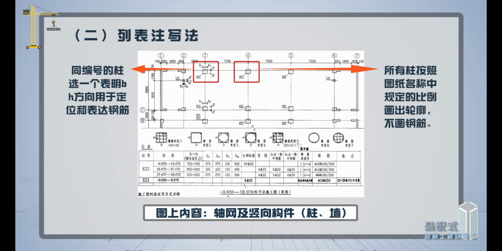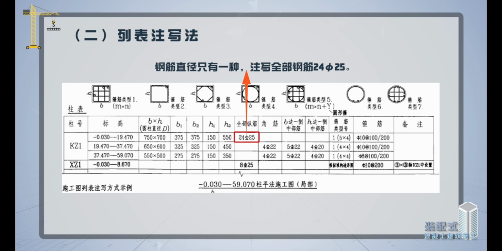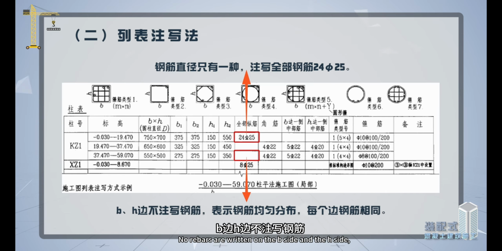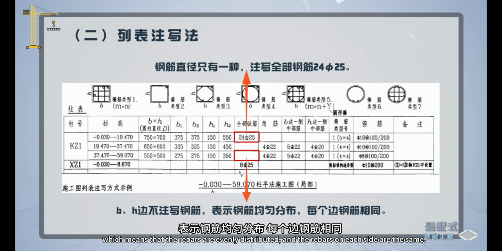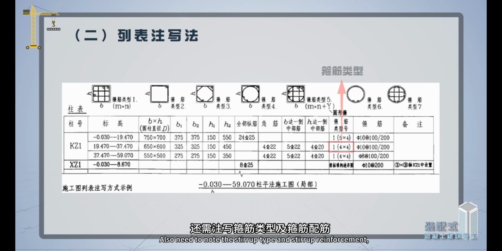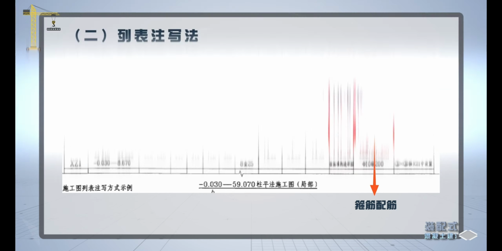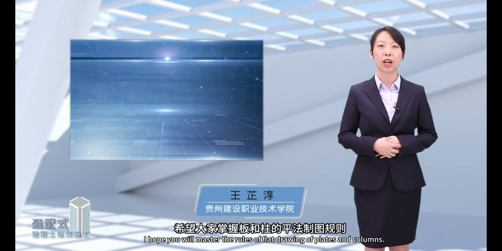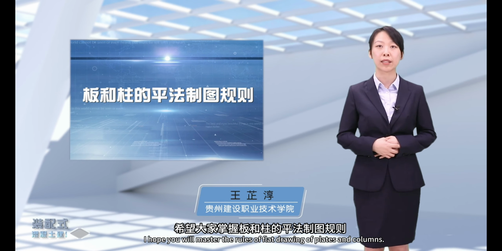When there is only one bar diameter, write down all bars. If no rebars are written on the B side and the H side, it means that the rebars are evenly distributed and the rebars on each side are the same. Also need to note the stirrup type and stirrup reinforcement. Through the study of this class, I hope you will master the rules of flat drawing of slabs and columns.